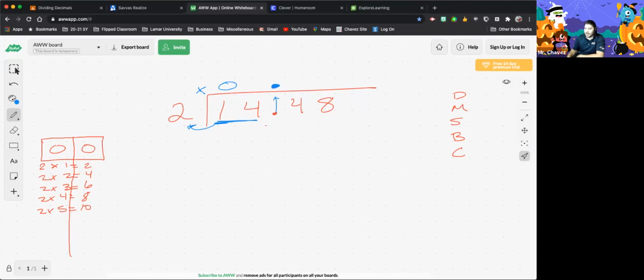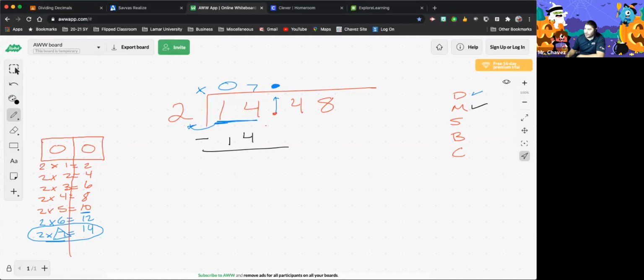So now I borrow. Now it's 14. So what number times 2 can give me 14? Well, the biggest number I have written down my dominoes is 10. So let me try 2 times 6. That's 12. 2 times 7, that's 14. I got my perfect match. So I put a triangle on the 7. I just divided. Check. Now we're going to multiply 7 times 2, and that's 14. Check.